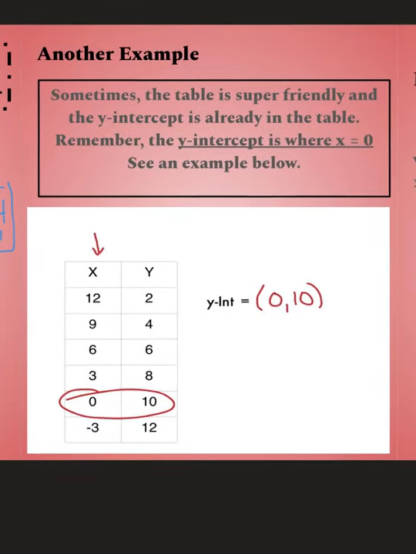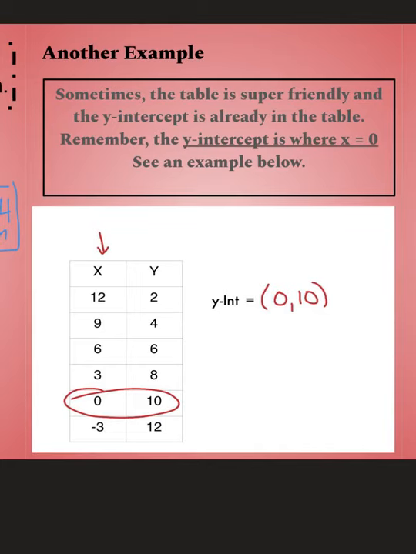And so here's another example. This one's very easy. Sometimes the table is super friendly, and the y-intercept is already in the table, so you don't have to go through all of that work that I just showed you before. Because if you remember, the y-intercept is where x equals 0. So if you can see in this table here, it has an x value of 0, so the y-intercept is 10, right here.